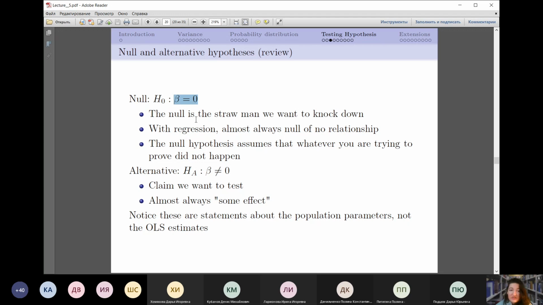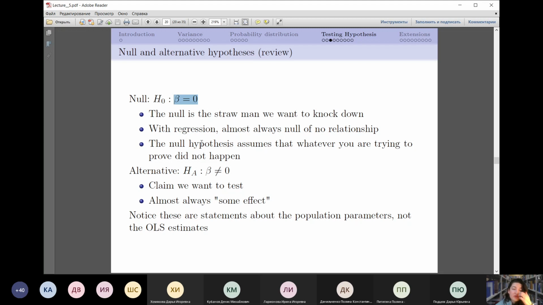is the straw man that we want to knock down. And in most cases, of course, we assume in the null hypothesis that there is no relationship. Or in our case, it means that our coefficient equals 0. And also the null hypothesis assumes that whatever you are trying to prove didn't happen. And of course, the alternative hypothesis means that you will obtain some effect.